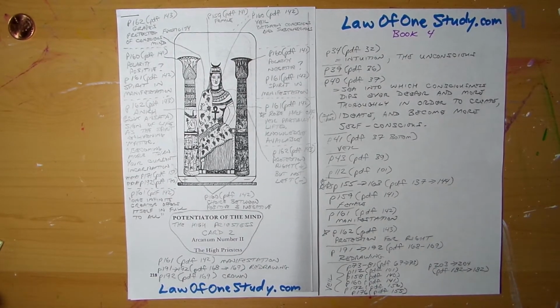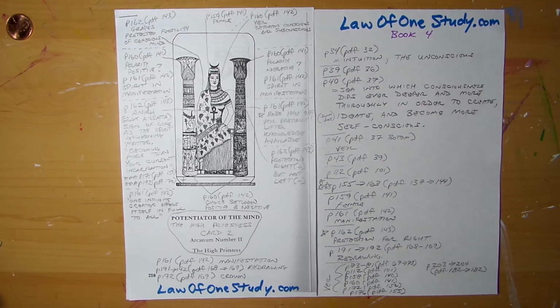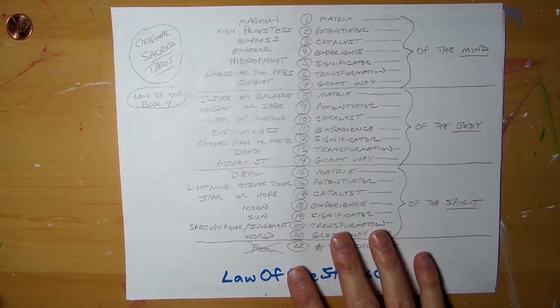Hello, this is Robert DeGraff from lawofonestudy.com, and today we're going to do a quick video on the potentiator of the mind. And this is card number 2, or archetype number 2. And it's actually very kind of easy to figure out.